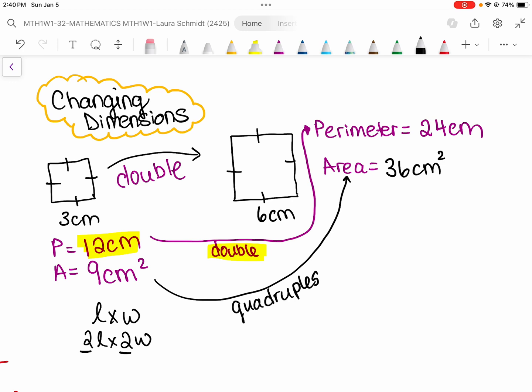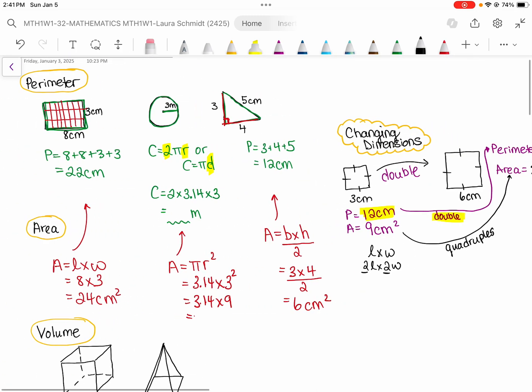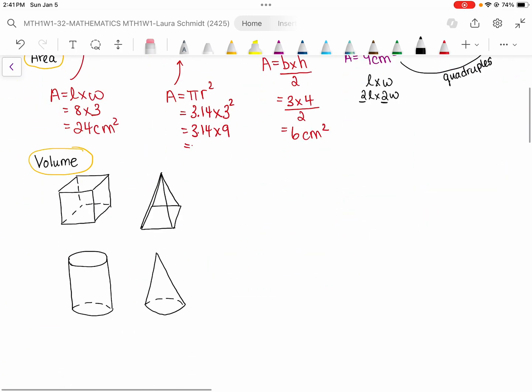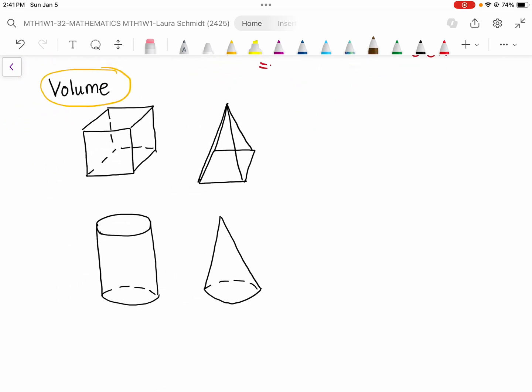Okay. Then we also talked about volume. I'm not going to go through all the volume formulas, but there is a formula sheet that you can use to find the volume of every shape. I'm just going to talk about the relationships between prisms and pyramids or cones.